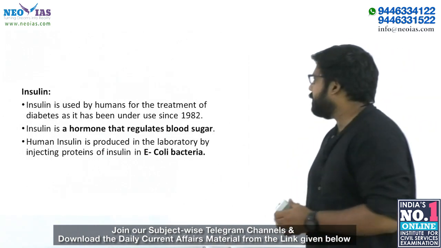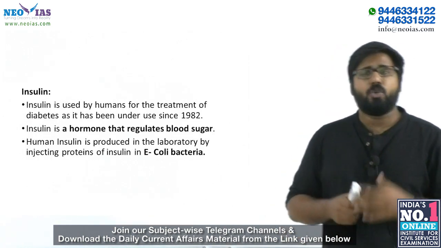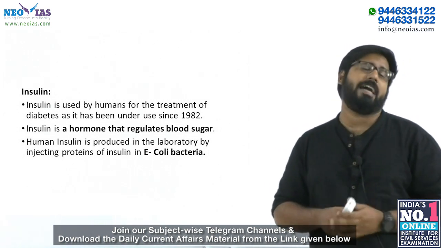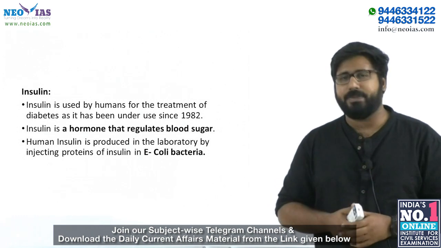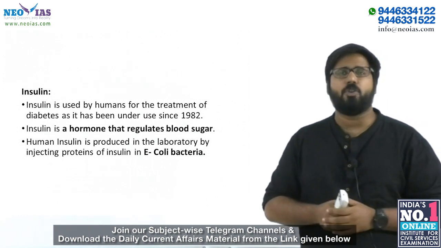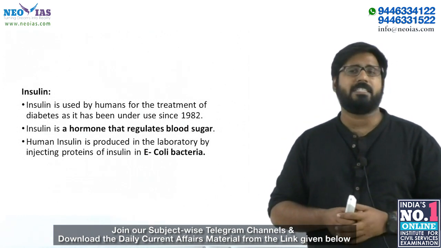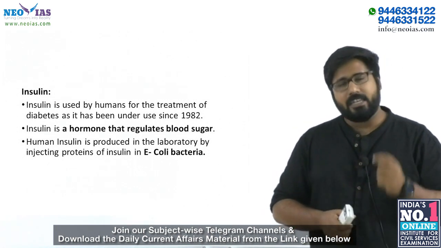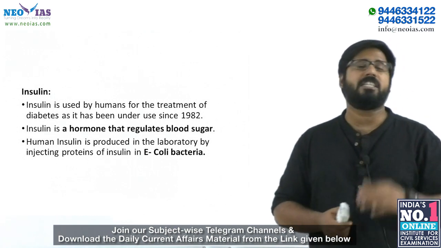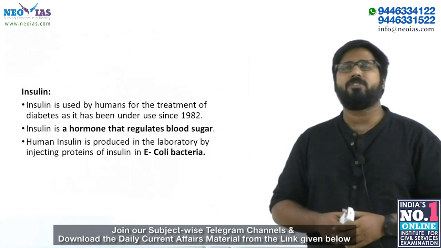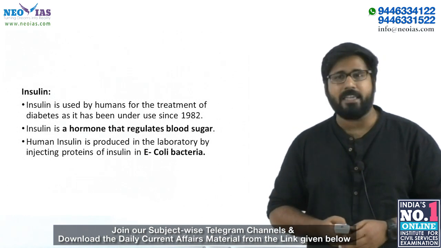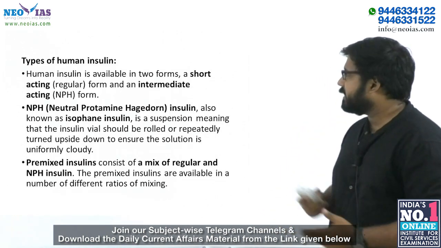Now, coming and talking about insulin, 2 Canadian scientists, that is Dr. Frederick Banting and Dr. Charles H. Best, had isolated insulin in 1921. Insulin has been used by humans for the treatment of diabetes since 1982, and insulin is basically a hormone that regulates blood sugar. Human insulin is produced in the laboratory by injecting genes for insulin into E. coli bacteria. Now, we have various types of insulin.